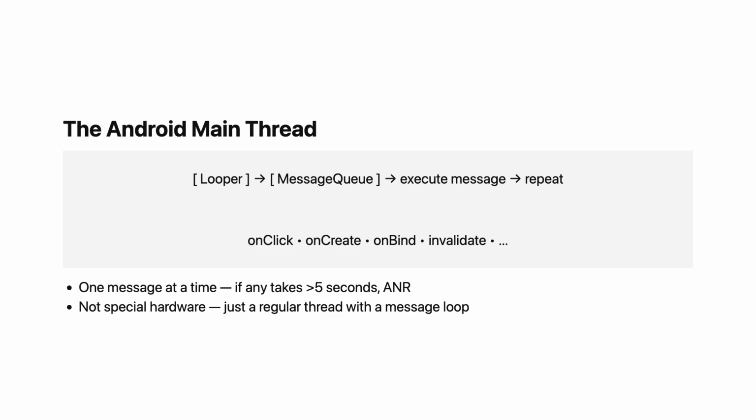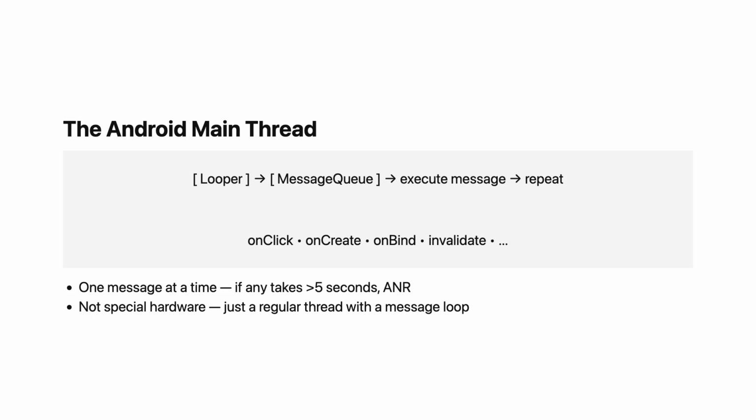And here is the critical constraint, because the main thread processes one message at a time. If any single message takes too long, the whole UI freezes. That is what an ANR is. The system detects that the main thread has not processed a new message for about 5 seconds, and it shows the application not responding dialog.